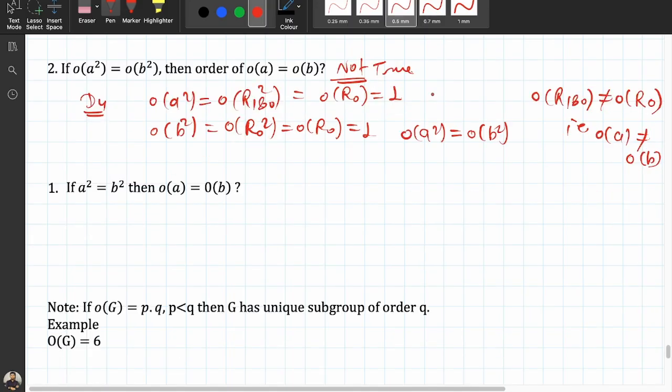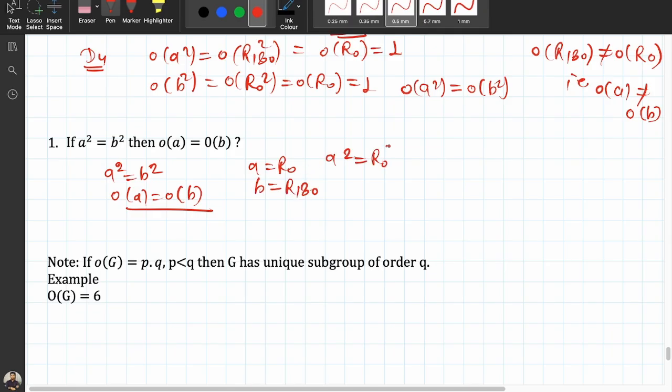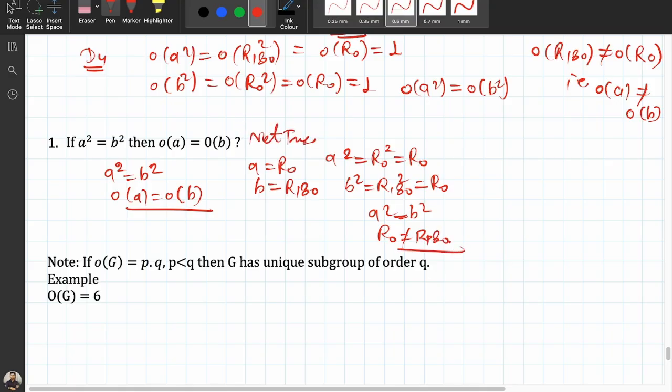Next, one more question is there. It is saying that if A square is equal to B square, then the order of A is equal to the order of B, yes or no? So simply we'll take A equals R0 and B equals R180. What is A square? R0 square is R0 only, and B square is R180 square, which is R0. So A square is equal to B square, but R0 is not equal to R180. It is also not true from here.